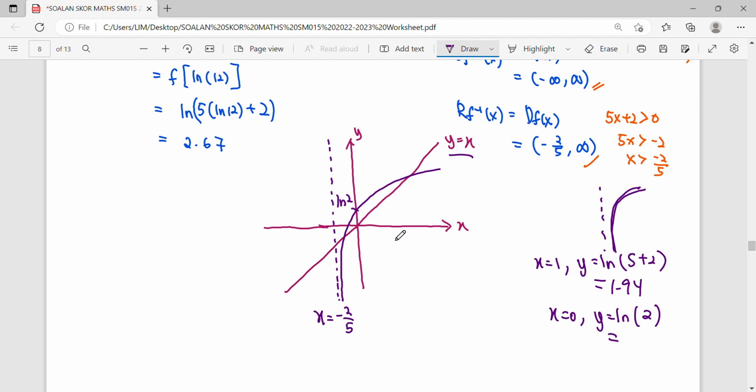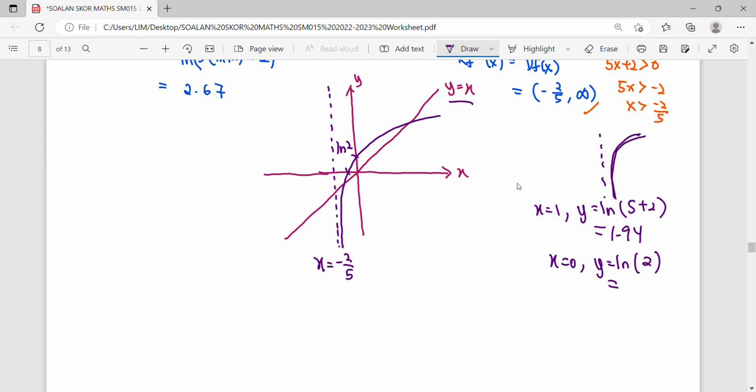And at the same time, you can see you have an x-intercept here. So figure it out. When you have an x-intercept, y will be equal to 0. So ln of 5x plus 2 has to be equal to 0. Solve this, unlog, e to the power 0, so it's supposed to be 1. So 5x equals 1 minus 2, x equals negative 1 over 5.